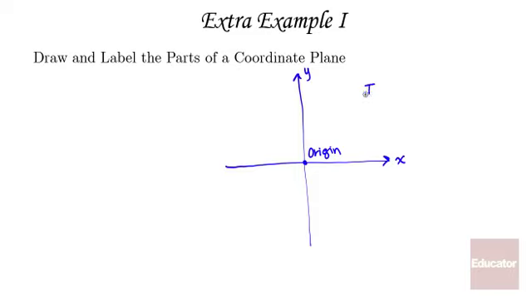This is quadrant 1, this is quadrant 2, this is quadrant 3, and this is quadrant 4. And remember, in quadrant 1, the coordinates are going to be a positive x and a positive y. In quadrant 2, the coordinates are going to be a negative x and a positive y. In quadrant 3, the x value is negative, as is the y value. And in quadrant 4, the x value is positive and the y value is negative.